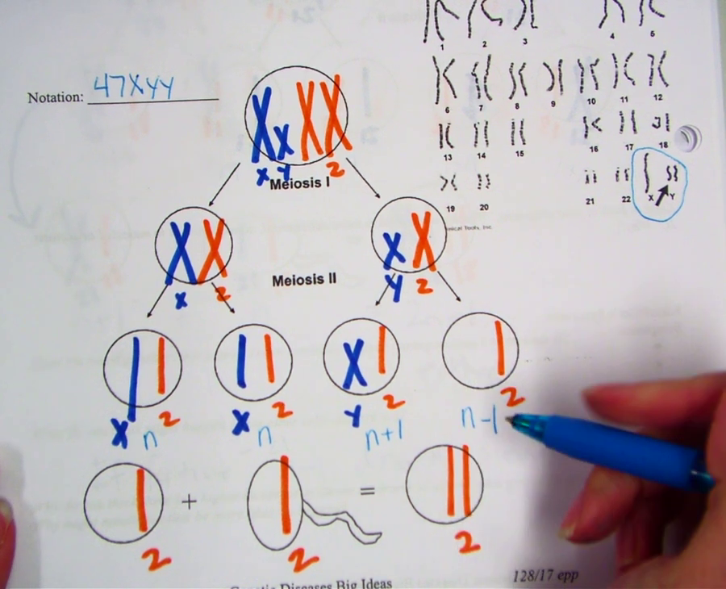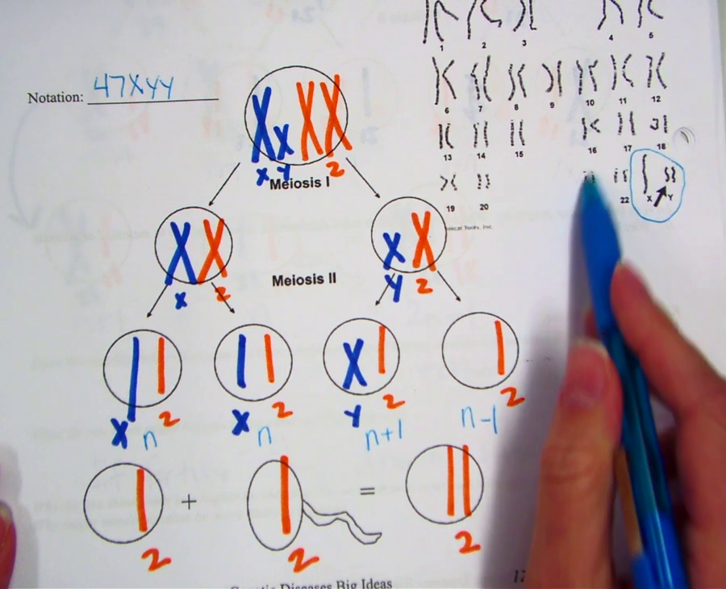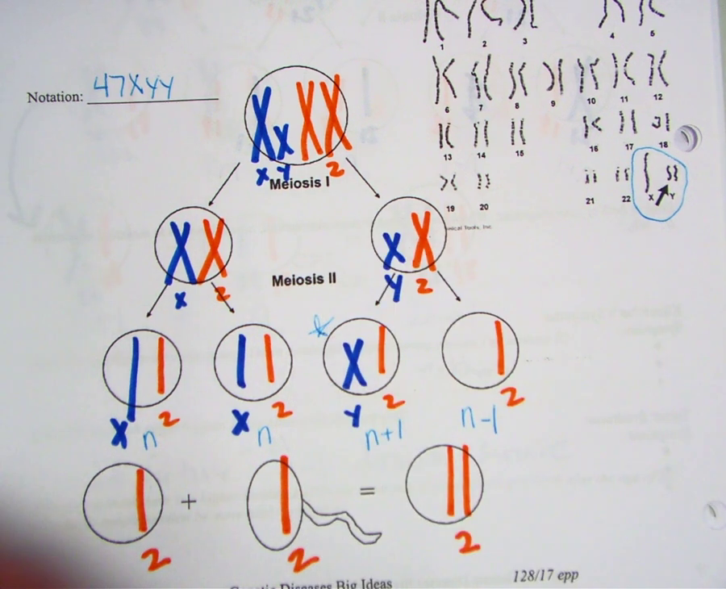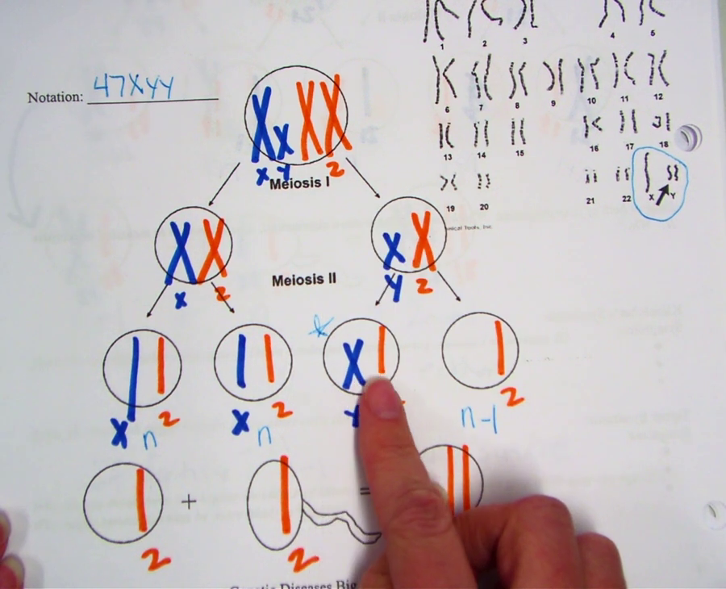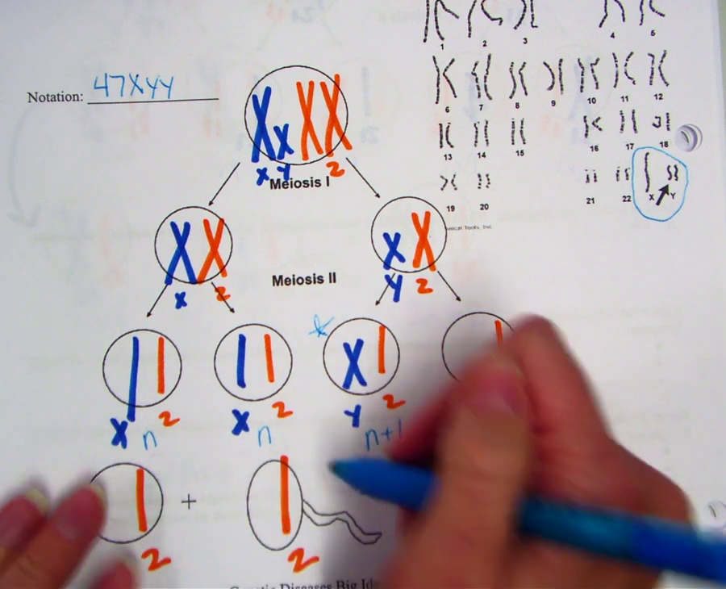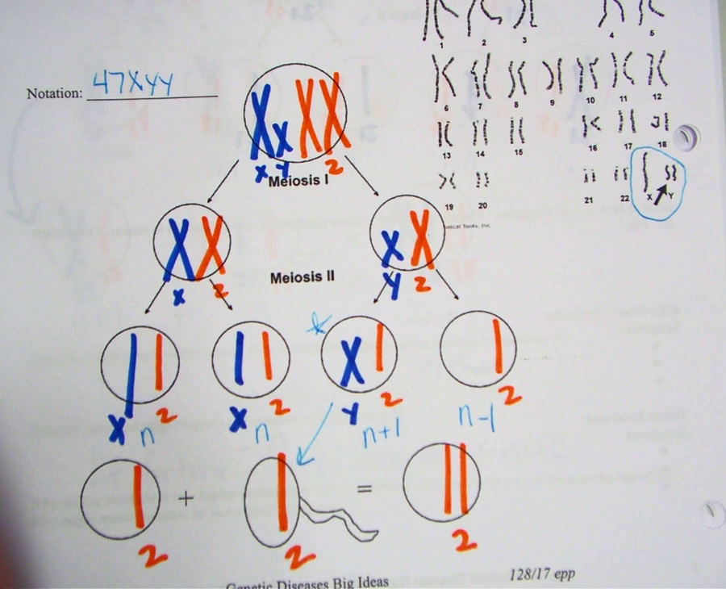Now, which one of these gametes is the one that would have to fertilize to produce this karyotype? Well, it would have to be this one right here. And is that gamete going to be the sperm or the egg? Well, in this case, it's going to be the sperm, because remember, males produce sperm. So that goes right here.